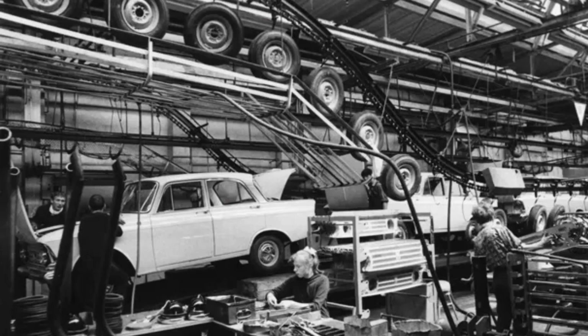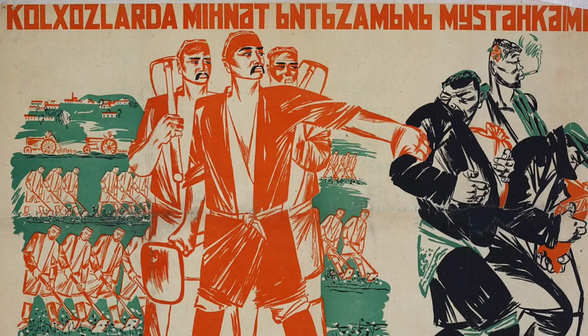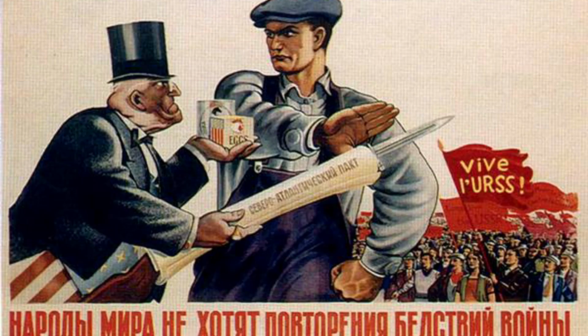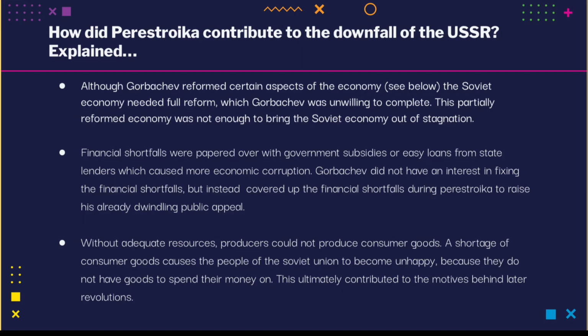control over production methods, hiring, and sourcing of inputs, he decided to leave in place some aspects, for example, state ownership of the means of production, incentives based on quantitative targets rather than profits, and price controls. The Soviet economy needed full reform, and Gorbachev was unwilling to fulfill the reform that the economy needed.